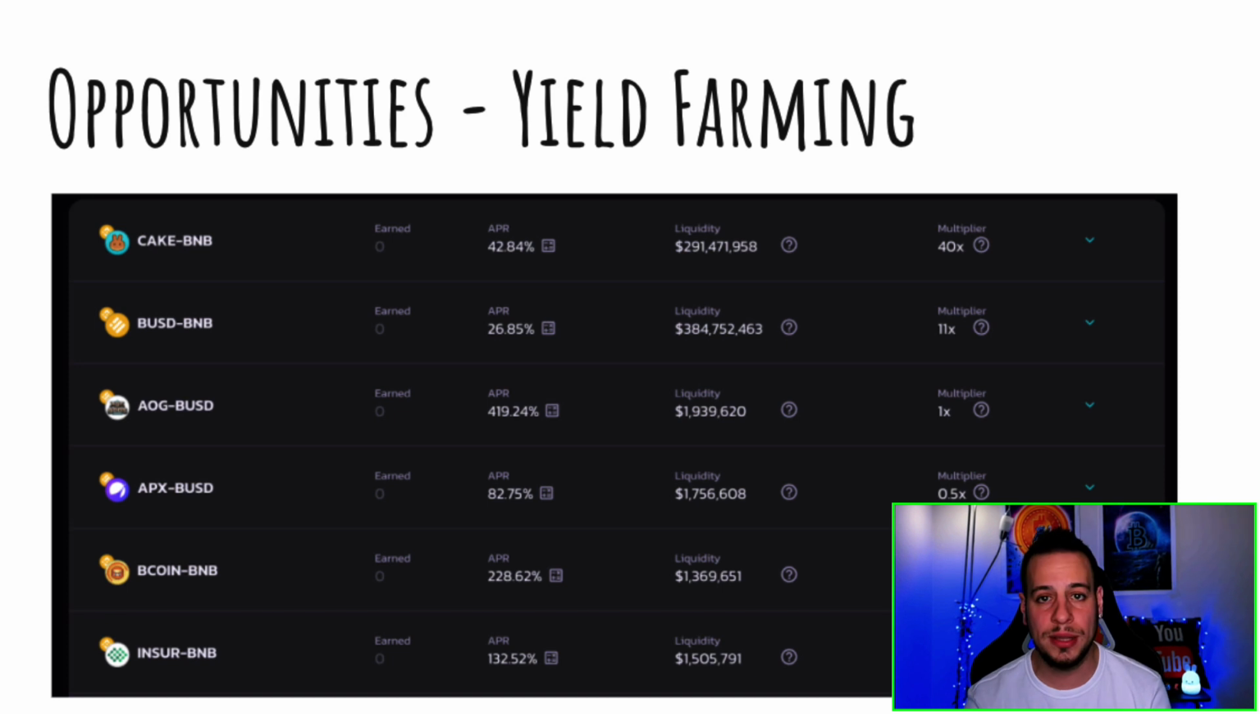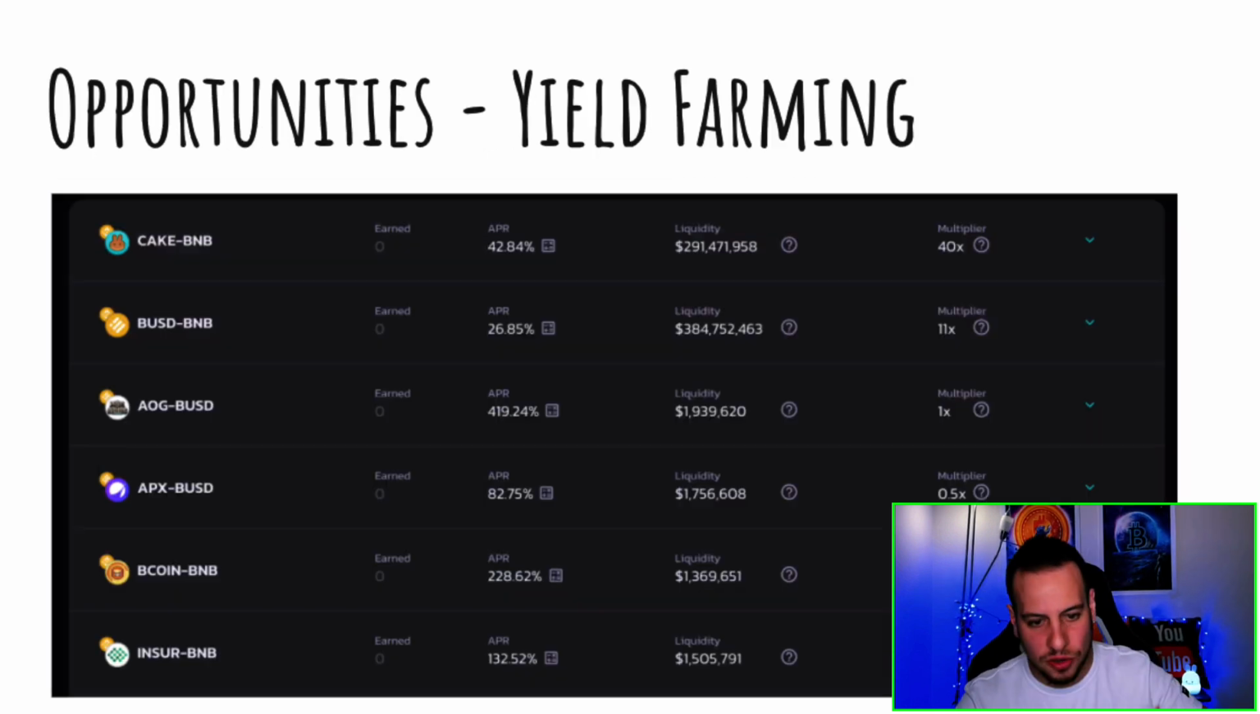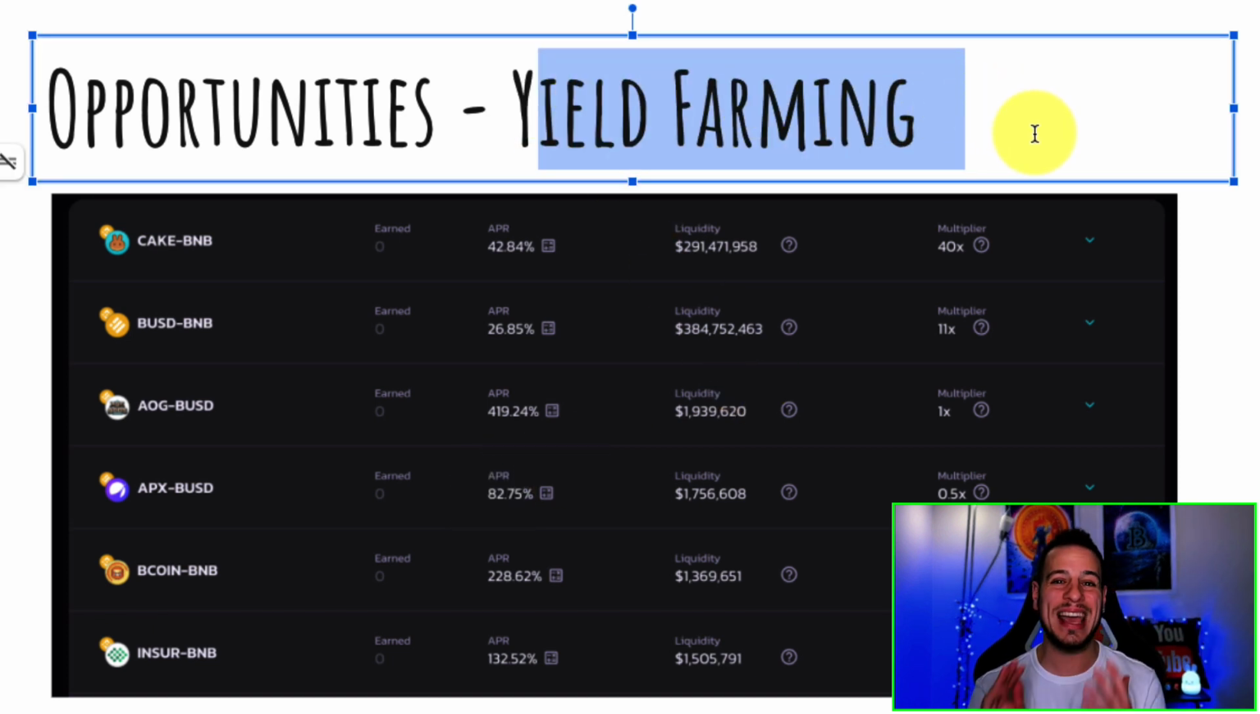They're fighting for liquidity. They need liquidity because the more liquidity there is, the better price that the users are gonna get when they swap their tokens. So they incentivize you by getting you extra reward, and this is called yield farming. I love yield farming, and you can make so much money, passive income, using yield farming.